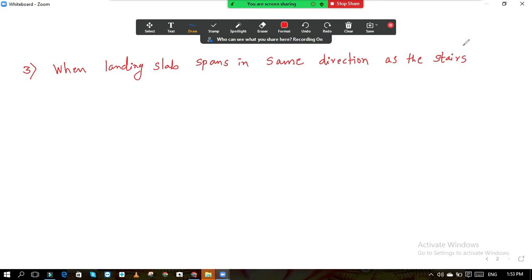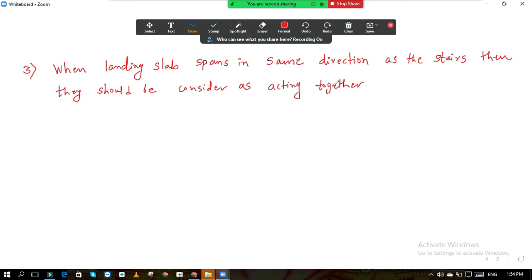First, I will take this marker. So here, when the landing slab spans in the same direction as the stairs, then they should be considered as acting together.